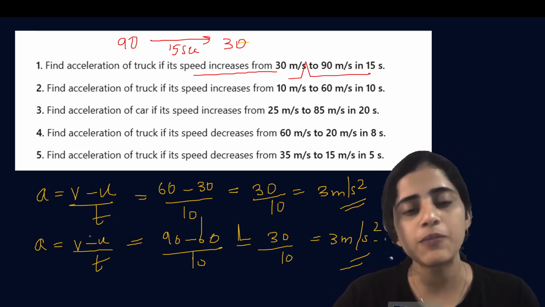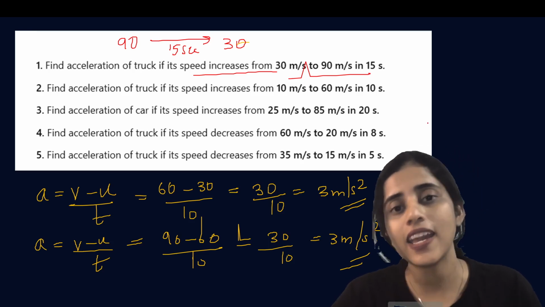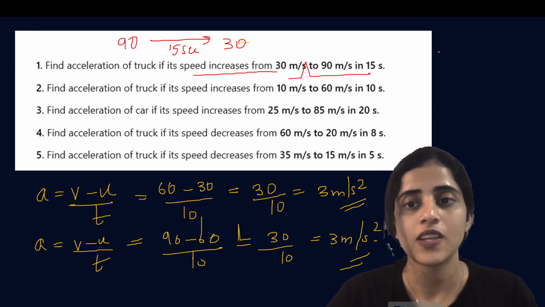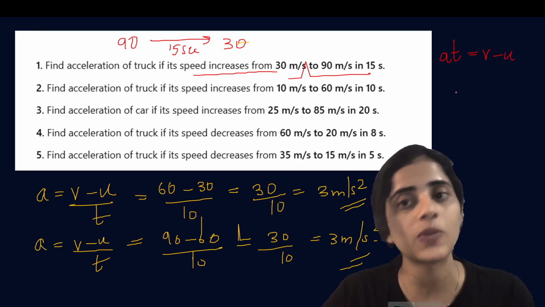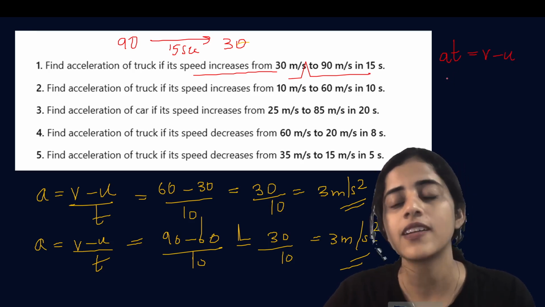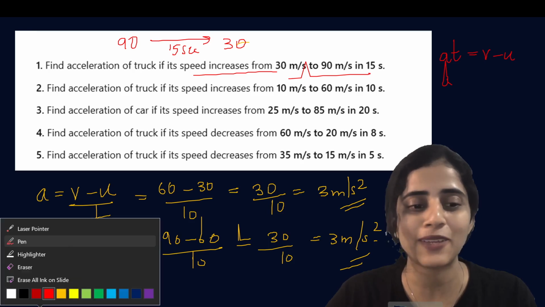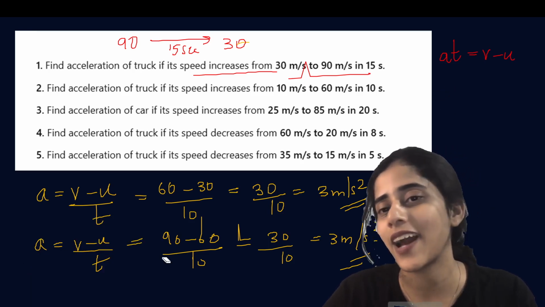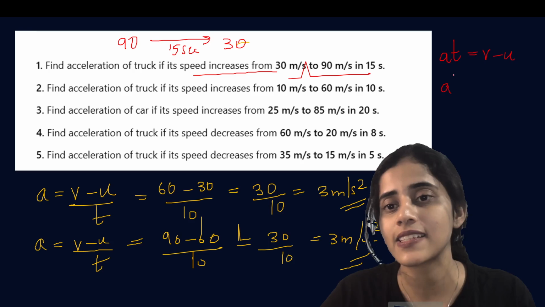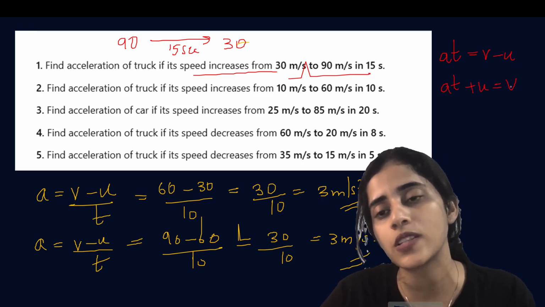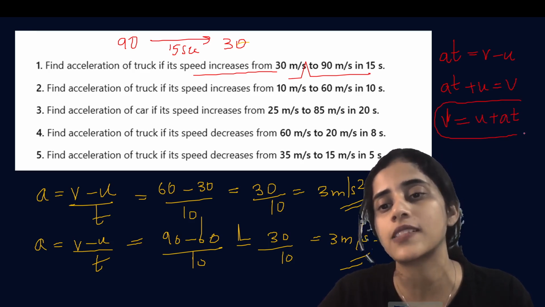So, from this equation that you just learned, a is equal to v minus u by t, I can derive an equation of motion. What I will do, I will cross multiply t. So, I will write it as at is equal to v minus u. From here, I will write it as at plus u is equal to v. So that is one equation of motion: v is equal to u plus at.